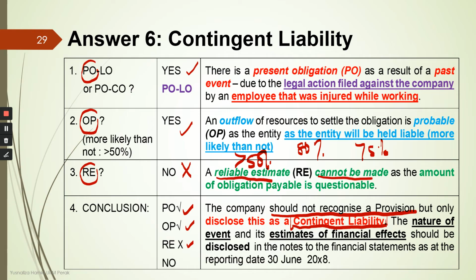Explain what the nature of the event is, and what the estimates of the financial effect are. That should be made available by the reporting date, 30th of June 2008, X8, meaning on the date the financial statements are authorized for issue, maybe in a few months' time, by the board of directors. This should be made available via notes to the account.